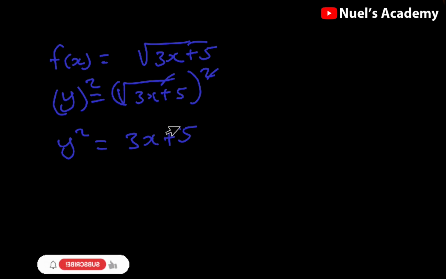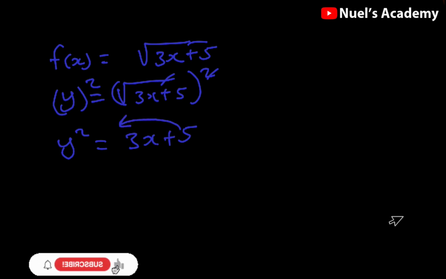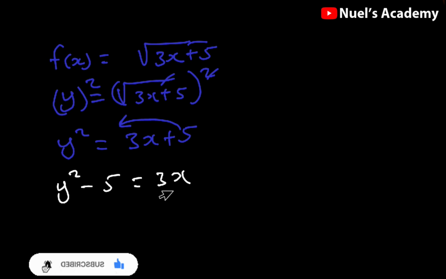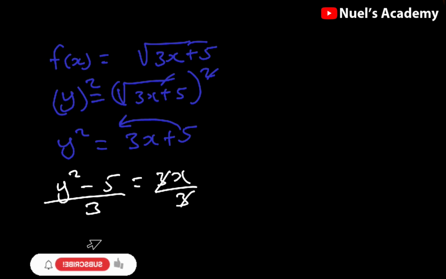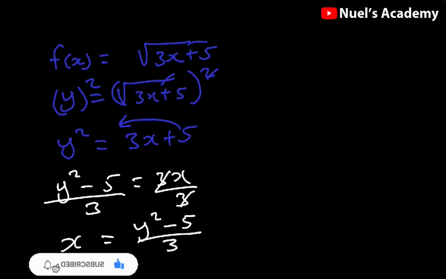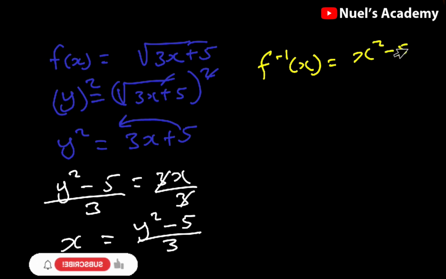Then let's take this 5 to the left hand side. We're going to have y squared minus 5 equal to 3x. The next thing I'm going to do is to divide both sides by 3. This and this will cancel. We're left with x is equal to y squared minus 5 over 3. Now we're going to replace x with f inverse of x, and replace y with x. We have x squared minus 5 over 3. And so this is the inverse of this function.